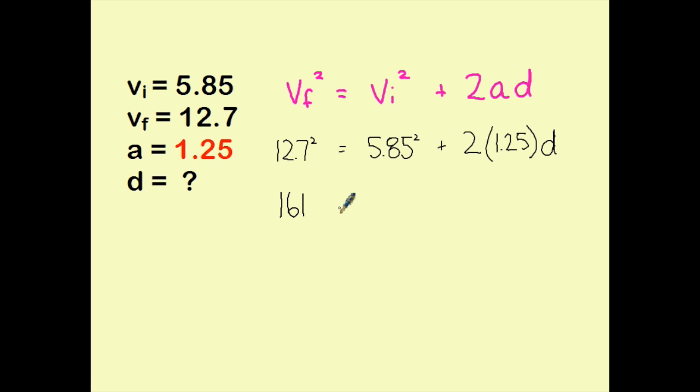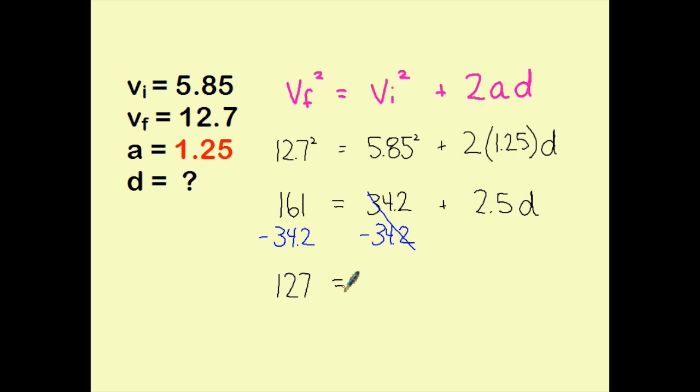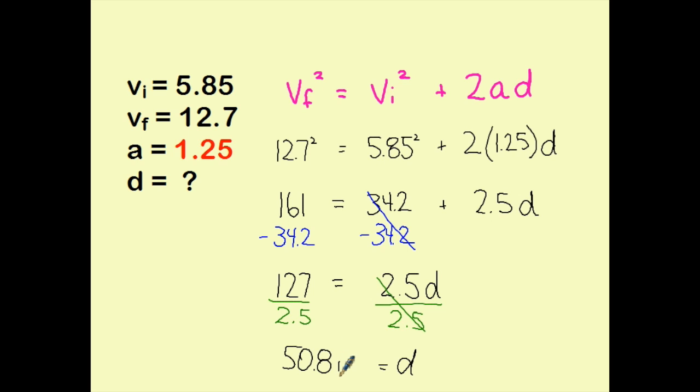Please excuse my dear Aunt Sally. First I'm going to do my squaring. 12.7 squared and 5.85 squared. Here I did my multiplying, 2 times 1.25. I'm going to subtract 34.2 from both sides. To get the D by itself, I'm going to divide both sides by 2.5. Remember, technically this D is displacement, not distance. The displacement is 50.8 meters.